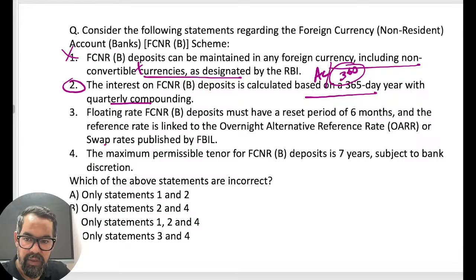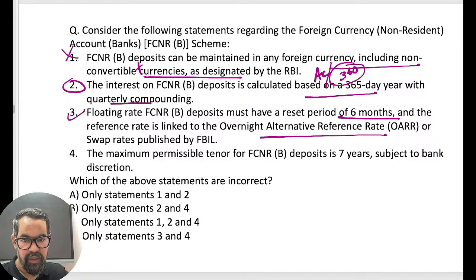Okay, we'll cross check this one. Third statement: floating rate FCNRB are linked for 6 months, and it is the overnight alternative reference rate. The maximum permissible tenure for FCNRB is 7 years, subject to discretion. No, it is 5 years. 7 years is for SNRR accounts. ठीक है? So this is also wrong.